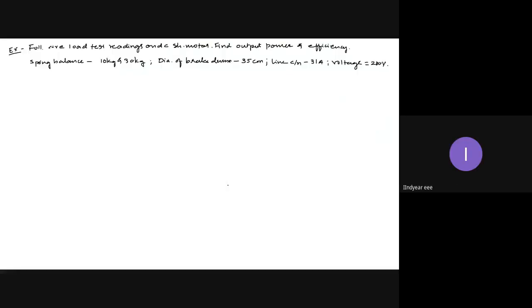We'll see a small numerical on the load test. Then we'll move to Swinburne's test, so that we'll reinforce the concepts. Following are the load test readings on a DC shunt motor. Find the output power and efficiency of the motor.